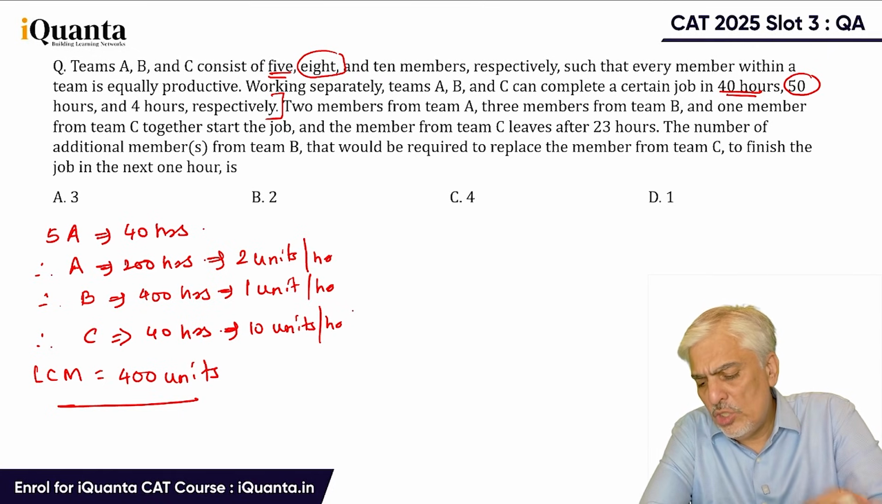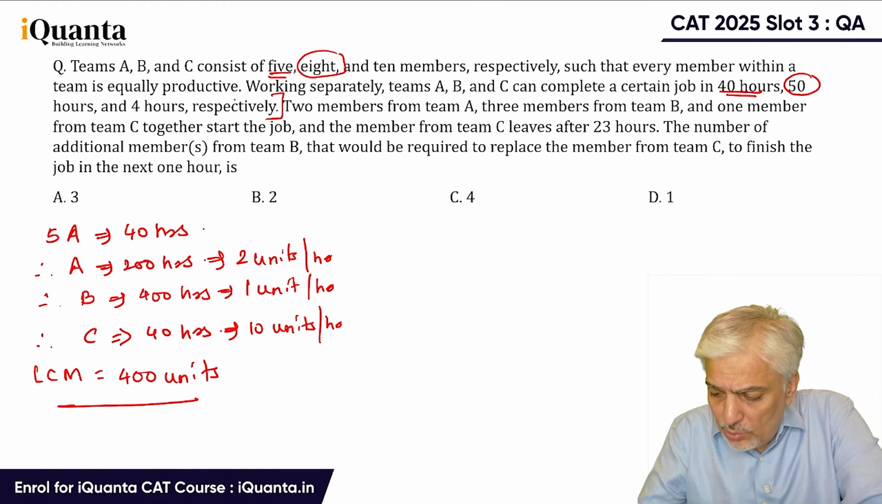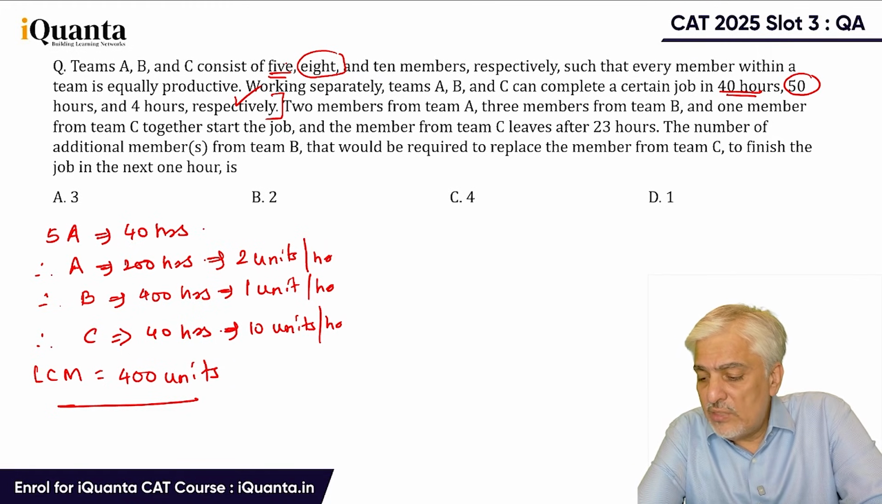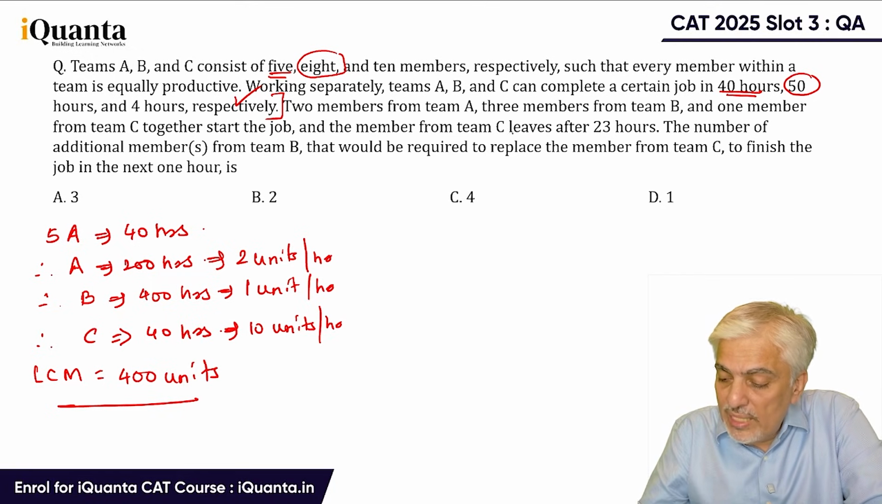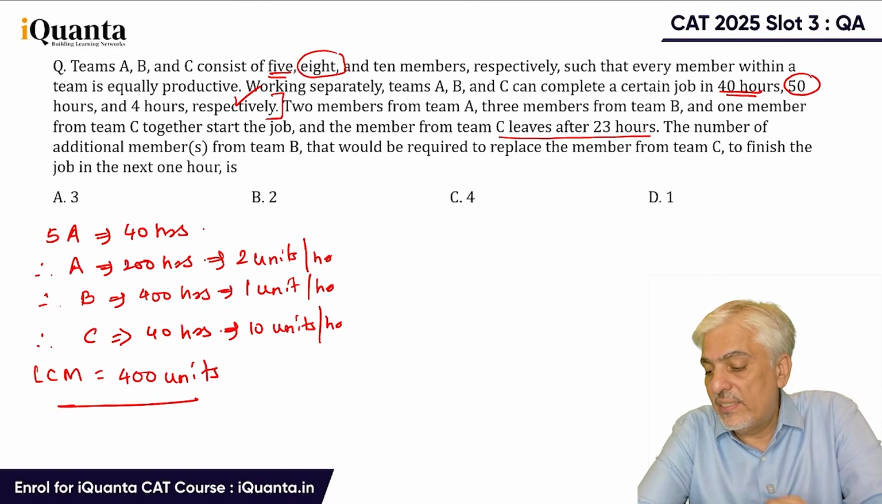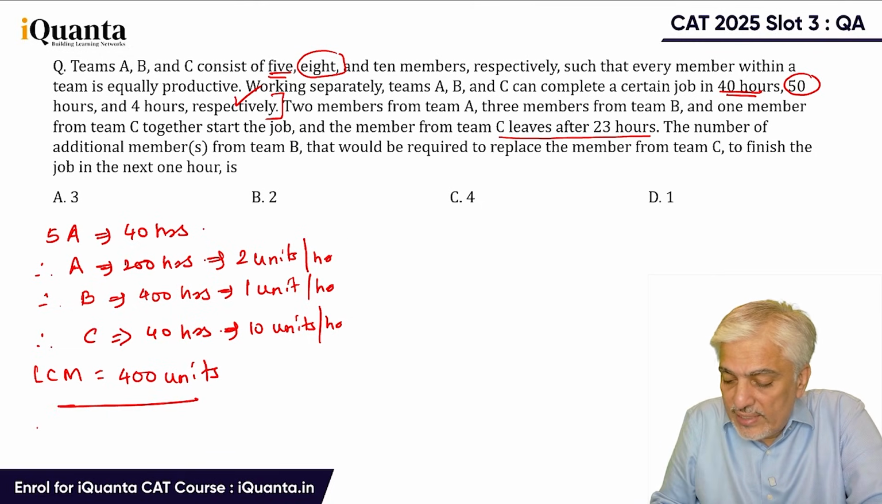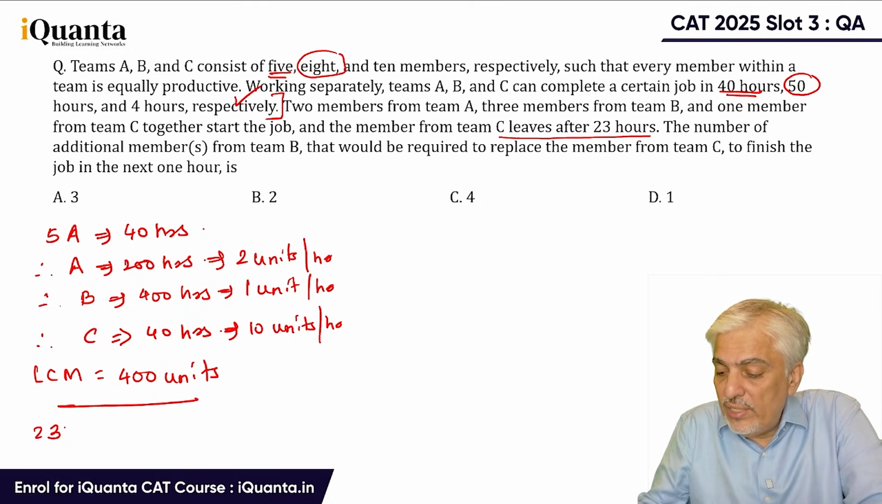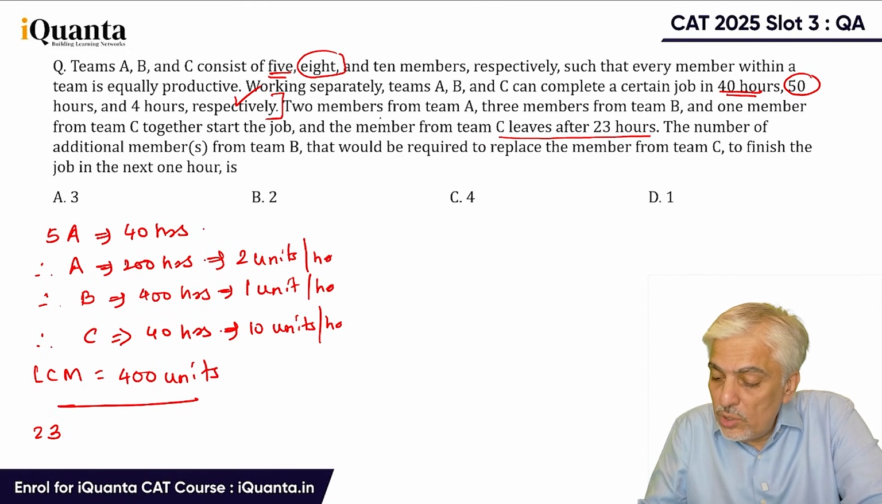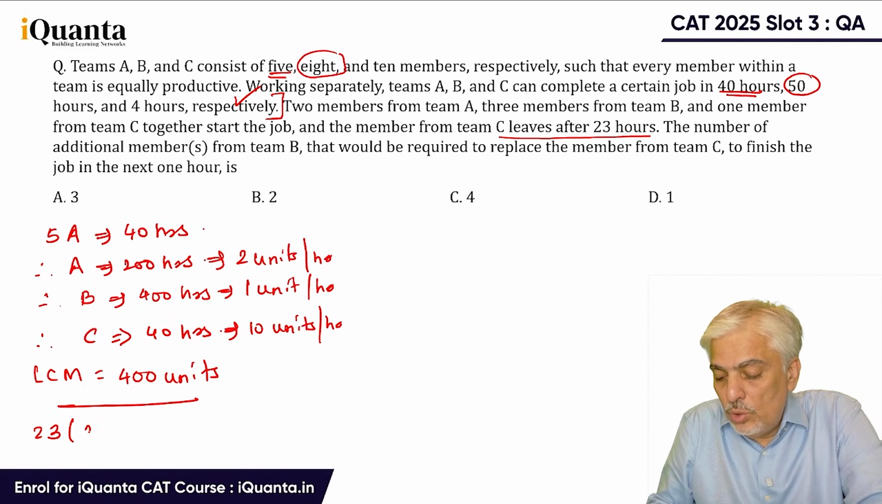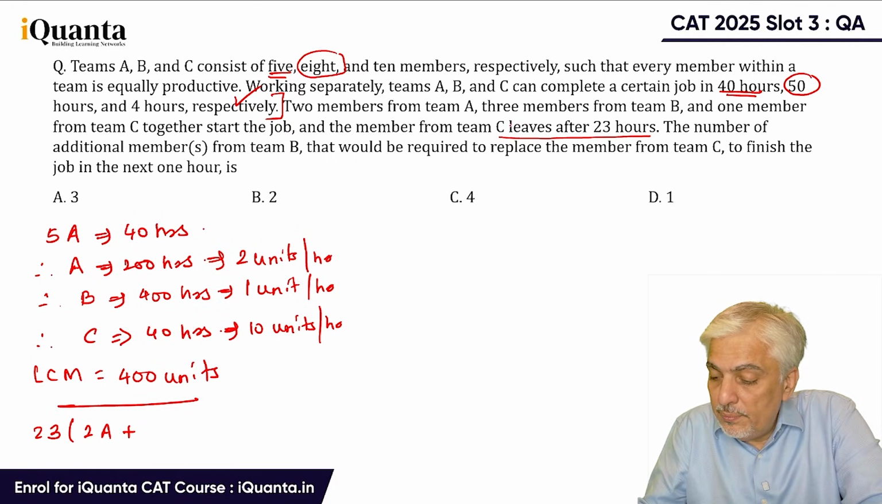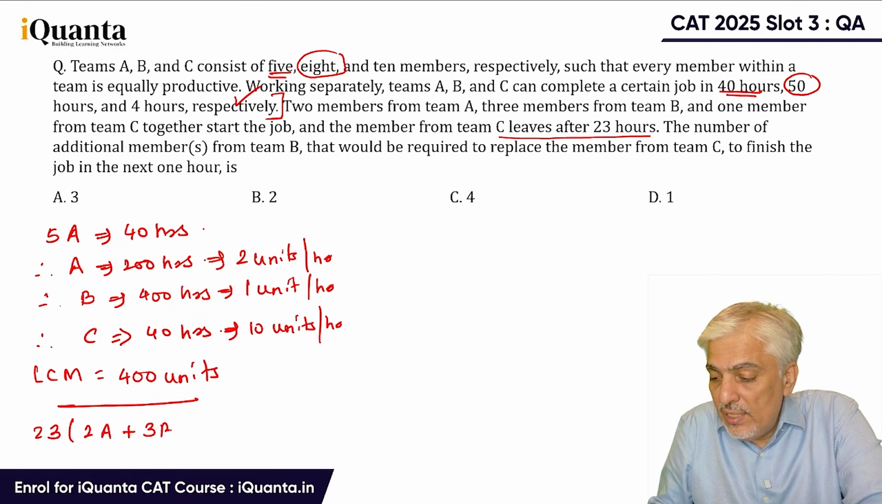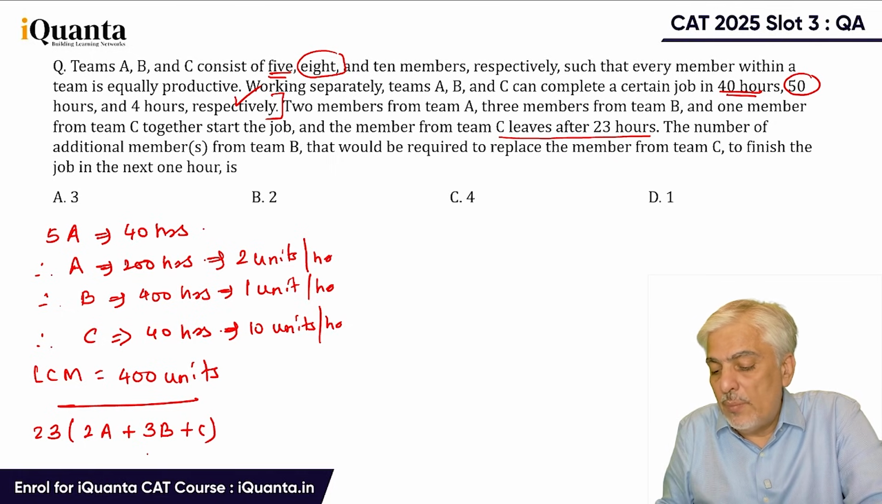Okay. So we got that much. Let's read further. So this part of the question is now more or less done. 2 members from team A, 3 members from team B, and 1 member of team C start the work together. And the member from team C leaves after 23 hours. So till 23 hours, everything worked normally. In 23 hours, 2 members of team A, so 2A plus 3 members from B, so 3B, and 1 member from team C, 1C. How much does it become?